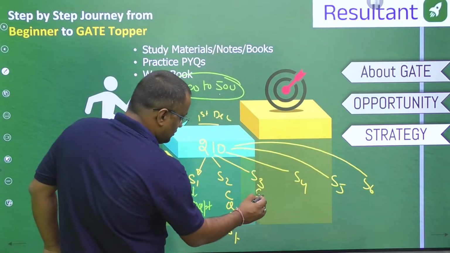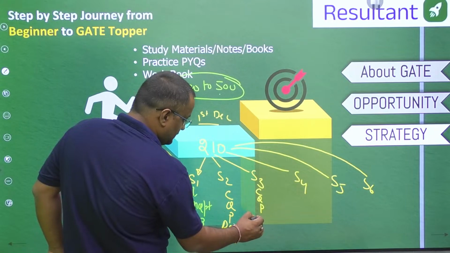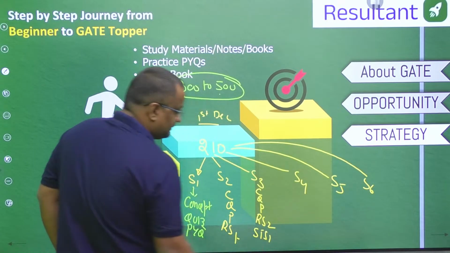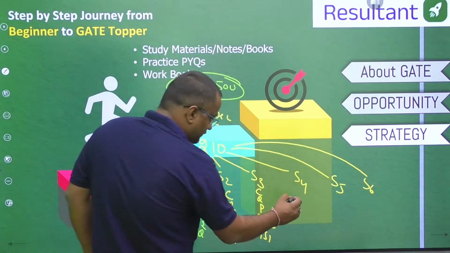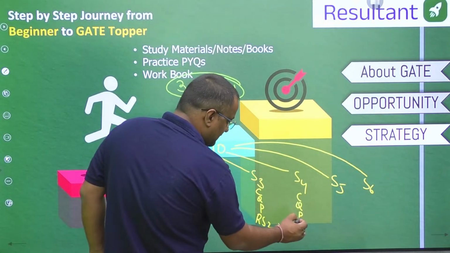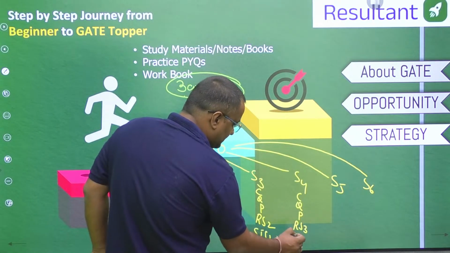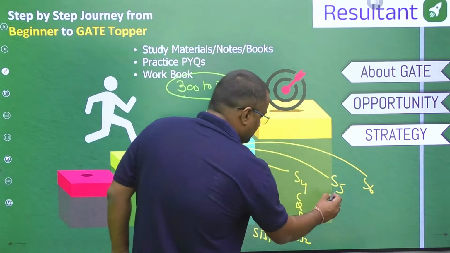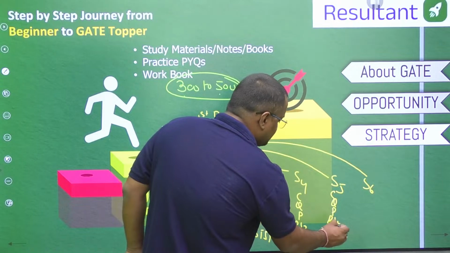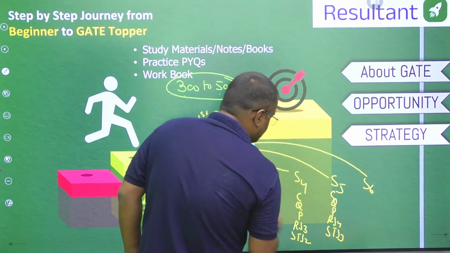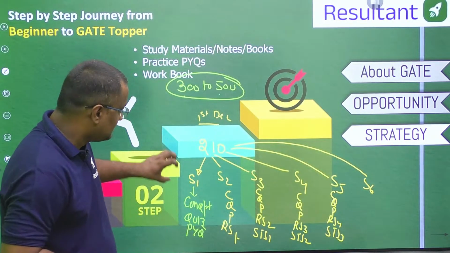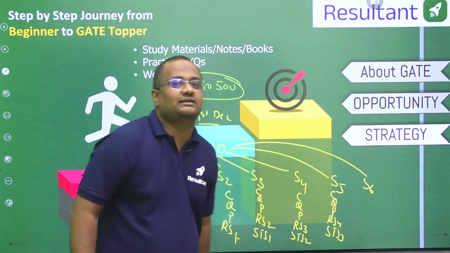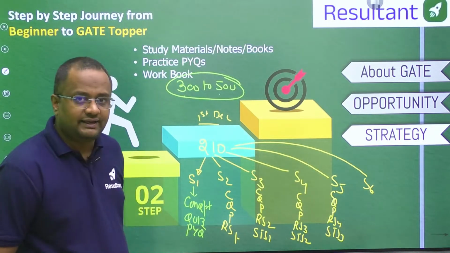Then again subject 3: concept, quiz, PYQ, revision of subject 2 and subject test of subject 1. Then subject 4: concept, quiz, PYQ, revision of subject 3 and subject test of subject 2, like this. Then subject 5: concept, quiz, PYQ, revision of subject 4 and subject test of subject 3. This you have to do. So 210 days, suppose 30 days here, 5 days here, 12 days here, 15 days here, 20 days here, 25 days here, like this. You have to divide.